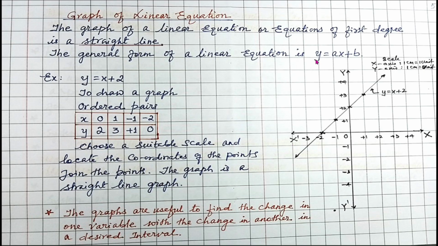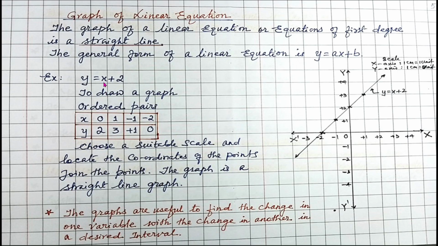The general form of a linear equation, we already learned this, is y = ax + b, where y is a variable, x is a variable, a is a constant, that is the coefficient of x, and b is a constant. Now to understand how the graph of a linear equation is a straight line, let us take an example. y = x + 2 is a linear equation in two variables. To draw a graph we require ordered pairs. To draw a line, a minimum of 2 ordered pairs are required, but here I have taken 4 ordered pairs. Let us see how these ordered pairs are found.